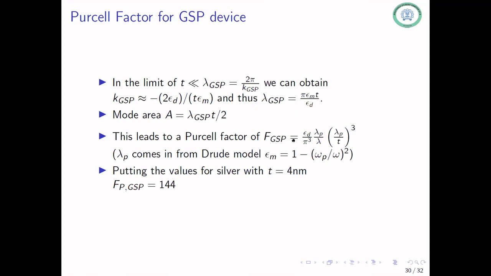And again, substituting that in our expression for the Purcell factor for a waveguide, you get this kind of expression. Now you might be wondering where this lambda p really came from, but this lambda p actually comes from the Drude model. I was talking about how that potentially predicts a negative epsilon m. So this is the exact formula for epsilon m, and you can see that this can become negative for certain values of omega. Simplifying it correctly, you can get this expression. And if you put the values for silver with a thickness of 4 nanometers in this expression, you'll get a Purcell factor of about 144, which is much better than the factor of 30 that we had gotten earlier.